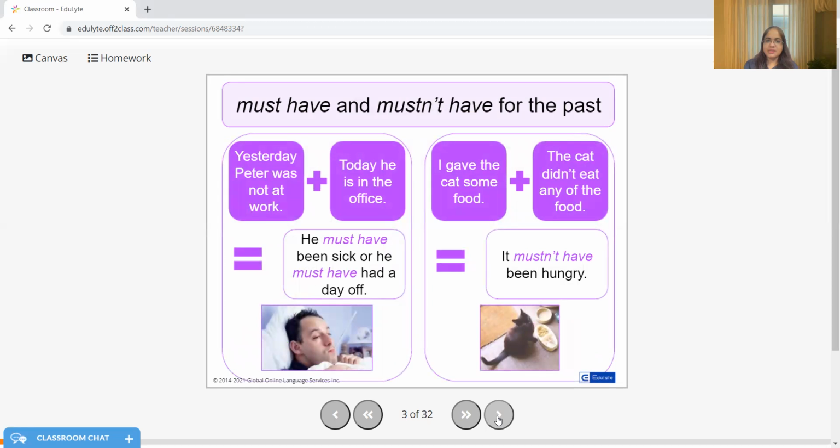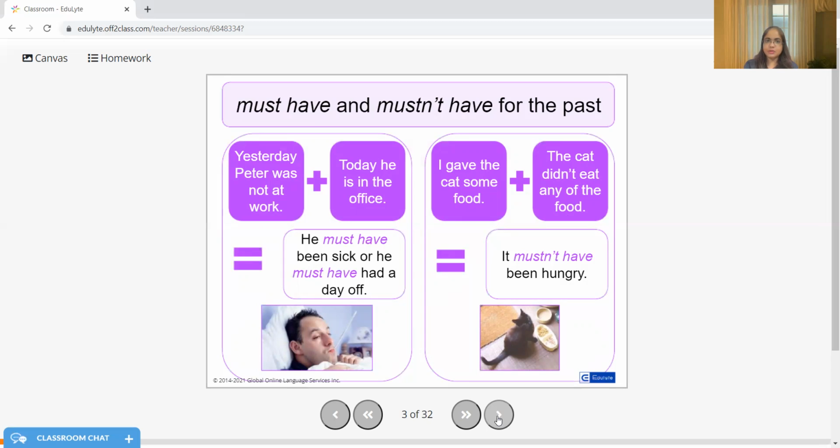So must have and must not have, when they are used for the past tense, the sentences will be framed like this. Yesterday, Peter was not at work. Today, he is in the office. So I'm rephrasing it by saying, he must have been sick or he must have had a day off. This is the past tense I'm talking about.